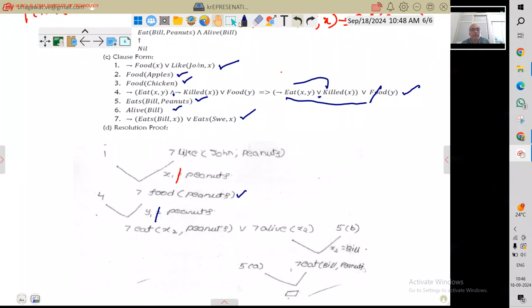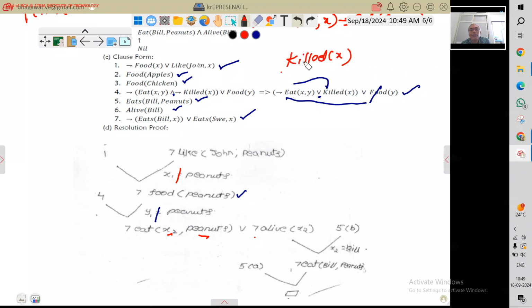Now we will write that particular resolvent clause. What will that be? Negation eat of x, x2 we are writing y, and you know that y is replaced with peanuts. So negation eat of x comma peanuts or killed of x. Now here there is one particular thing: we have modified this killed of x, so when you consider this predicate, killed of x.